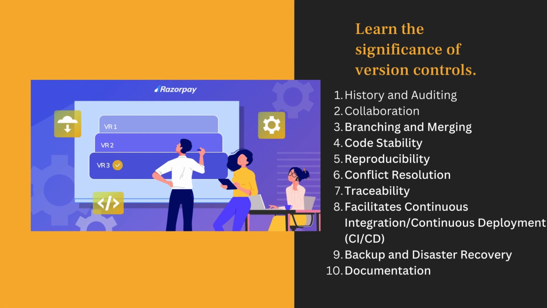Popular version control systems include Git, Mercurial, and SVN. Git in particular has become the de facto standard in the software development industry due to its distributed nature and powerful branching and merging capabilities.